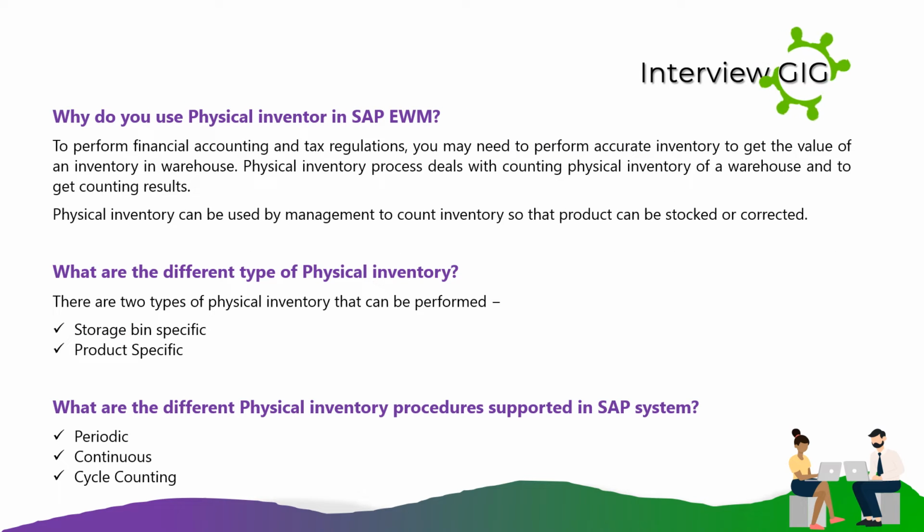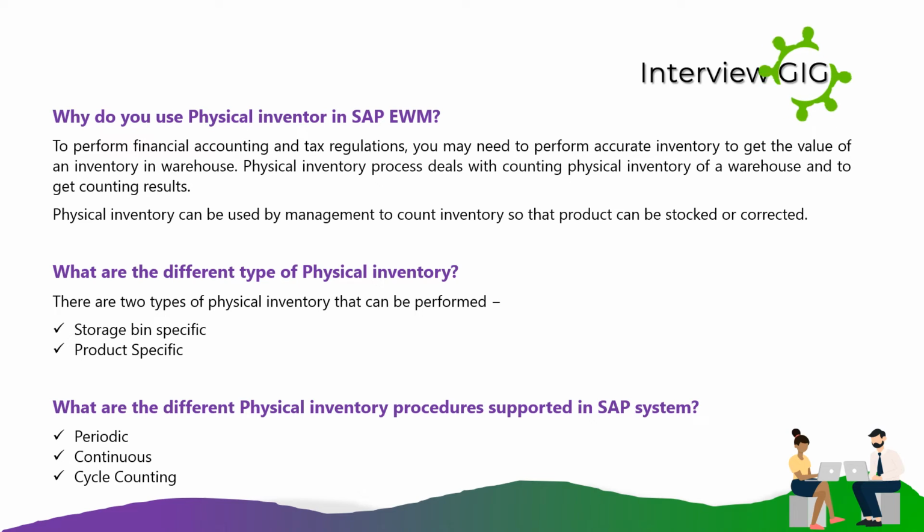Why do you use physical inventory in SAP EWM? To perform financial accounting and meet tax regulations, you may need to perform an accurate inventory to get the value of the inventory in the warehouse. The physical inventory process deals with counting the physical inventory of a warehouse and getting counting results. Physical inventory can be used by management to count inventory so that product can be stocked or corrected. What are the different types of physical inventory? There are two types of physical inventory that can be performed: storage bin specific and product specific.